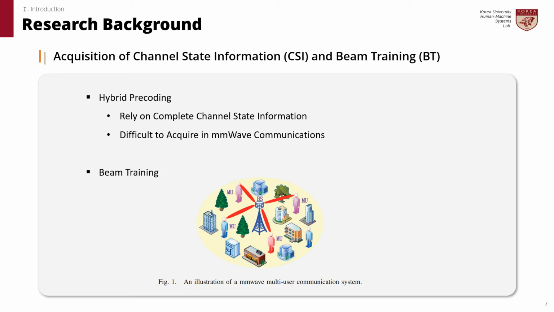In the past several years, different hybrid precoding algorithms have been proposed, and these algorithms rely on complete channel state information, which is, however, difficult to acquire in millimeter wave communication. So in millimeter wave communication, beam training is used to estimate equivalent channel vectors. It is used to find a beam pair of transmitter and receiver in the analog domain, like in figure 1.